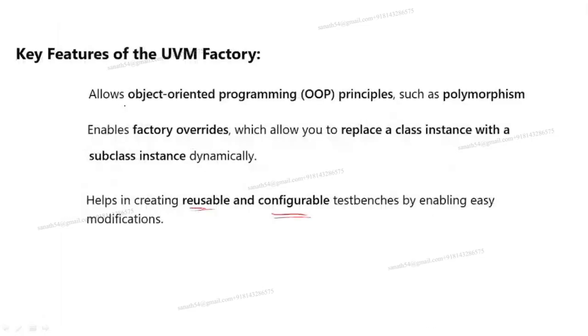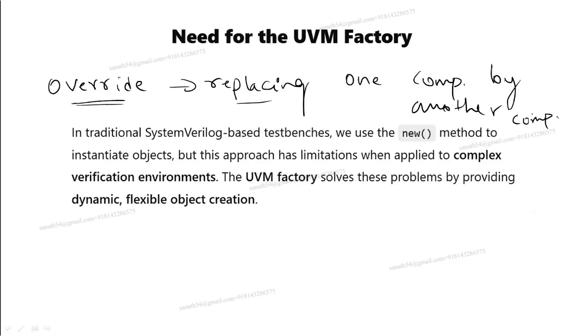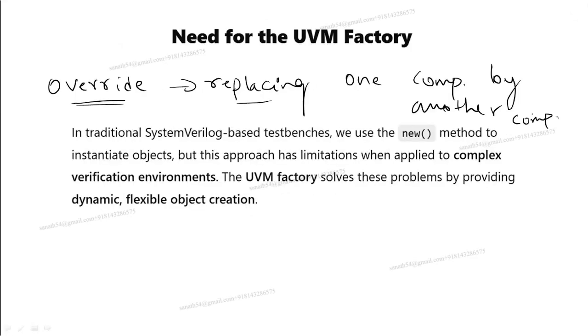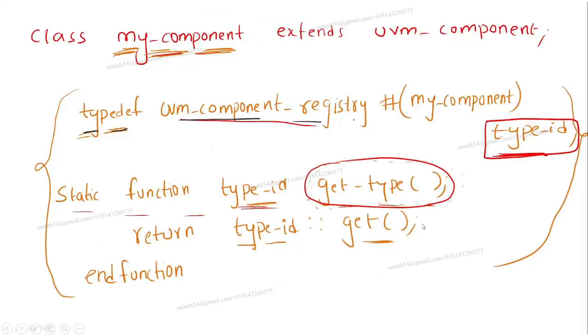And the key features of UVM we already saw, and overriding. So the need for UVM means overriding. Overriding means we are replacing one component with the other component. That is nothing but overriding. And how you write that: you need to write class my_component extends uvm_component, and you need to use typedef.